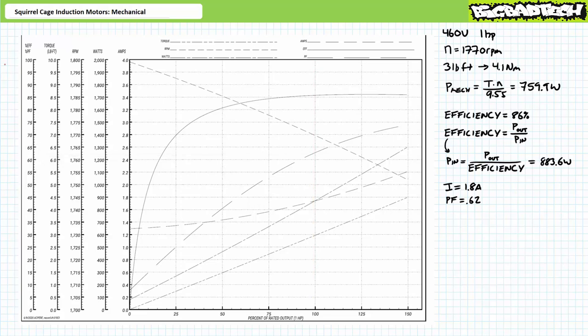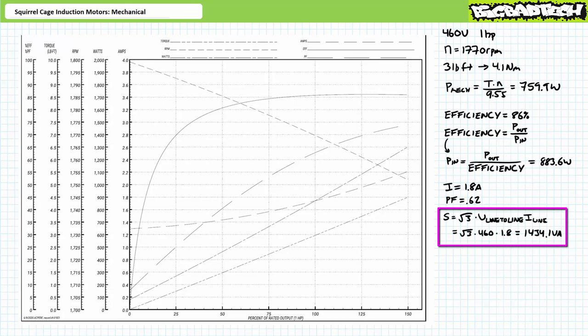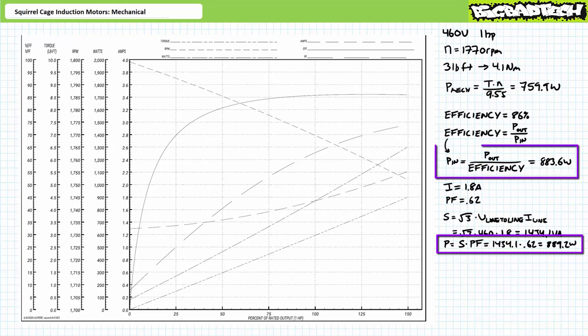This motor is intended to operate using 460 volt three-phase AC as a balanced load. As such, we can make use of the single watt meter method to determine power, where apparent power is square root 3 times line-to-line voltage times line current. Substituting our given values yields 1,434.1, or roughly 1.4 kilovolt amperes of apparent power. Real power is apparent power times power factor. Roughly 1.4 kilovolt amperes times 0.62 yields roughly 889.2 watts of real electrical power, extremely close to the 883.6 watts we calculated earlier using mechanical power output and efficiency.